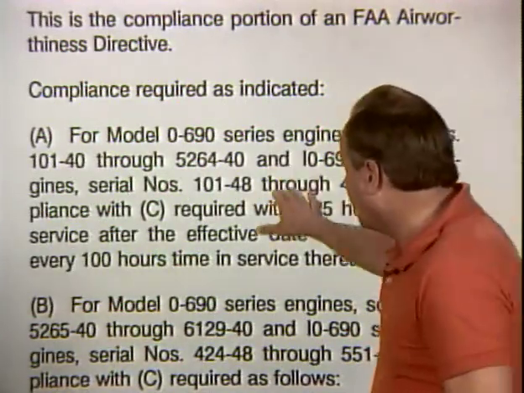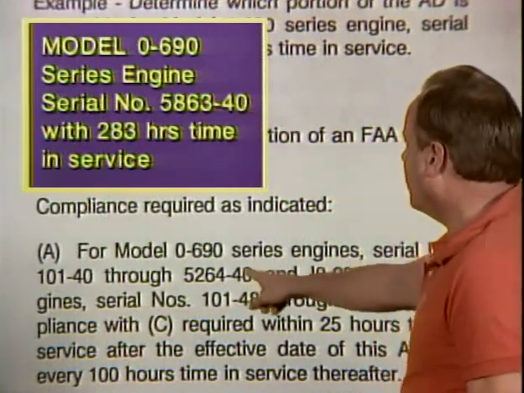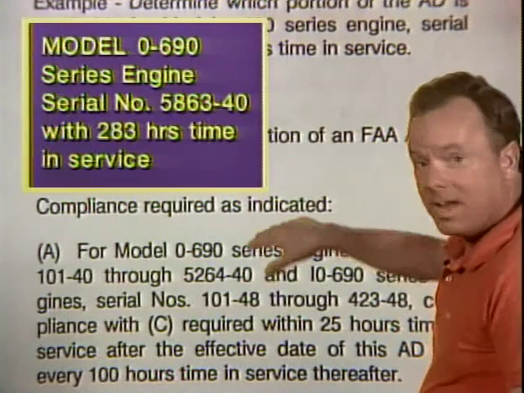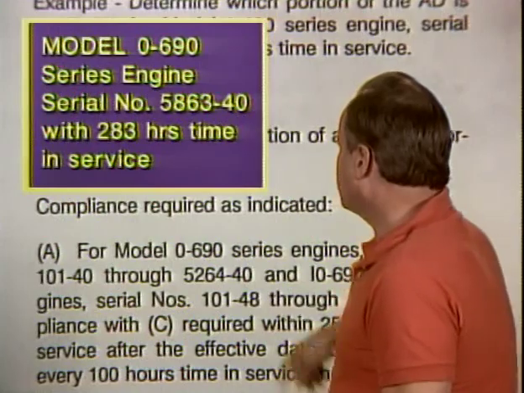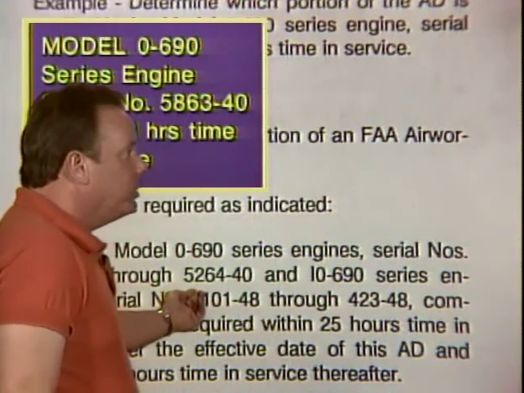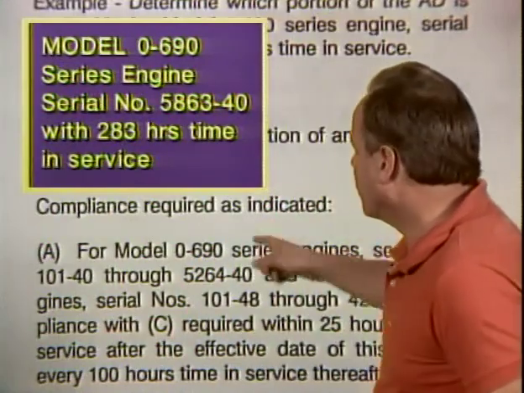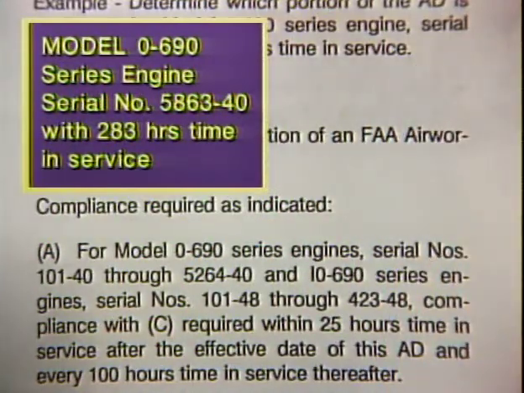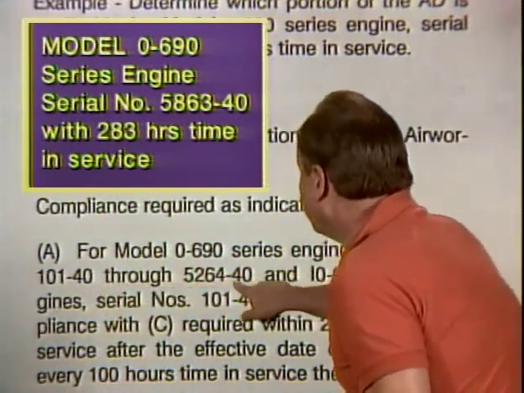Now let's move this back down, take a look at the bottom, and move the engine back in here, and let's see if we comply with this particular engine. First of all, it's an 0690. Well, here we are, 0690 series engine, so we may have to comply with it right there. But we've got serial number 5863-40. The serial number range for this 0690 engine down here was 5264-40, and it started out at 101-40. So if we're at 5863, are we in between 101-40 and 5264-40? The answer is no, we're not in between those, so we probably don't have to worry about that.